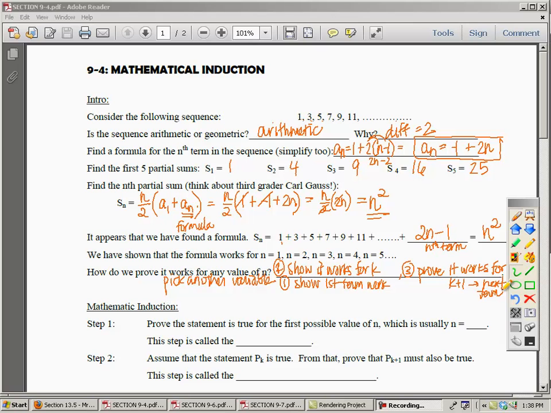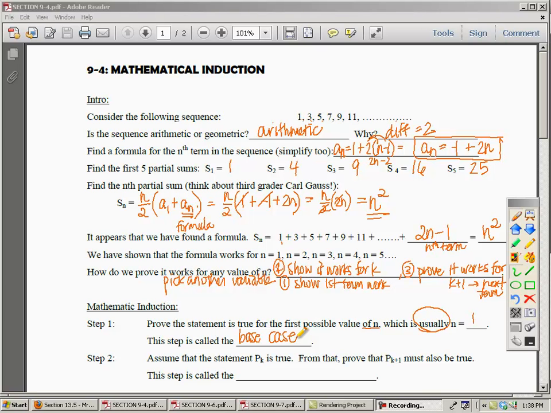Okay, and so it's a 3-step process. Now, your book only describes it in 2 steps. I'm going to split it up into 3, truthfully, just like we did here. So prove the statement is true for the first possibility of n. Now, usually it's n equals 1, the first term. Every once in a while we say start at 3 or start at 5, so just be aware of this. This is called the base case or step, and truthfully it doesn't matter to me.